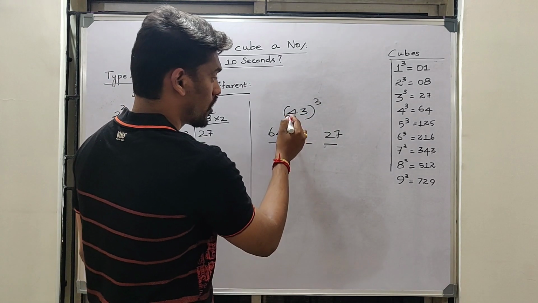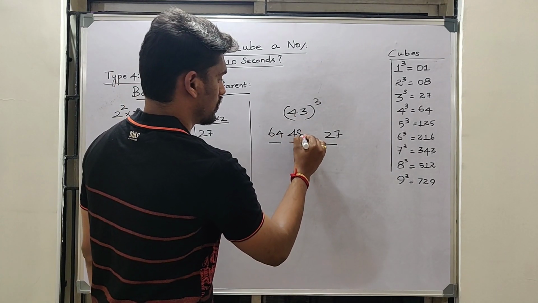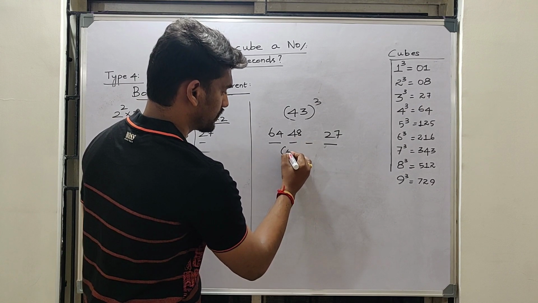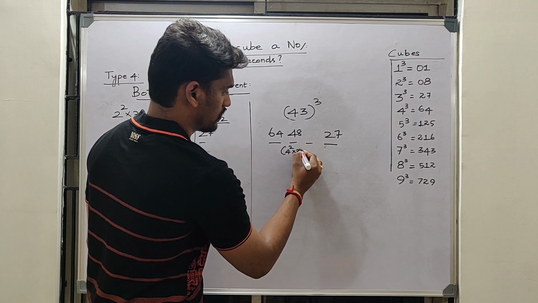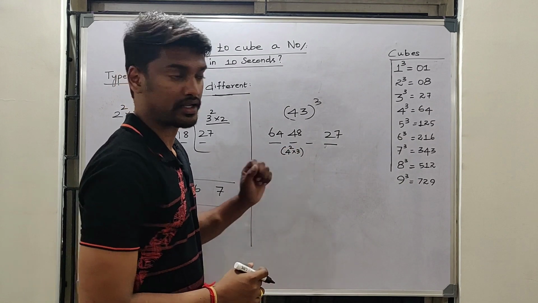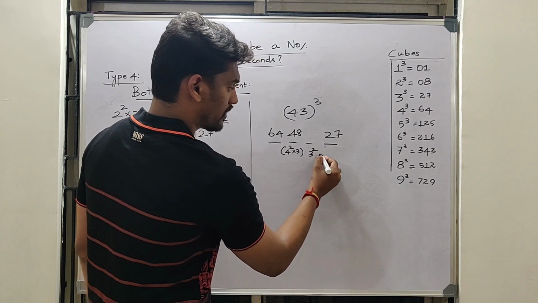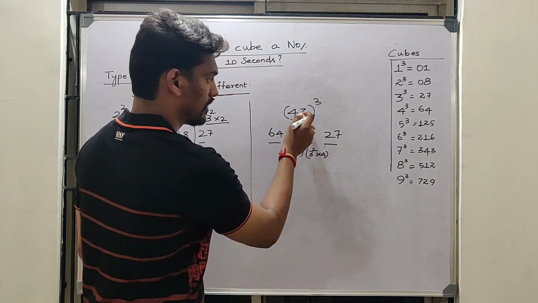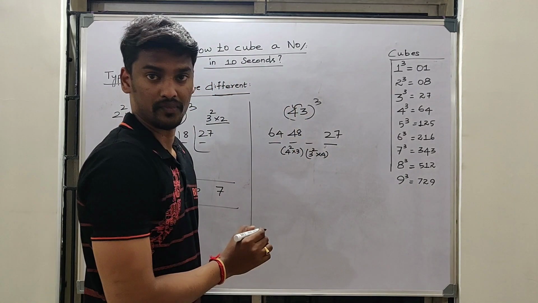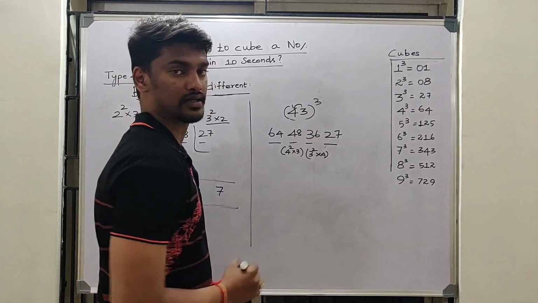Okay. So 4 square is 16 and 16 into 3 it is 48. So this is how I am writing, 4 square into 3. Okay. So 4 square is 16, 16 into 3 it is 48. Here I am going to take 3, square it and multiply with the next number, which is 4. Okay, so 3 square is 9, 9 4s are 36.